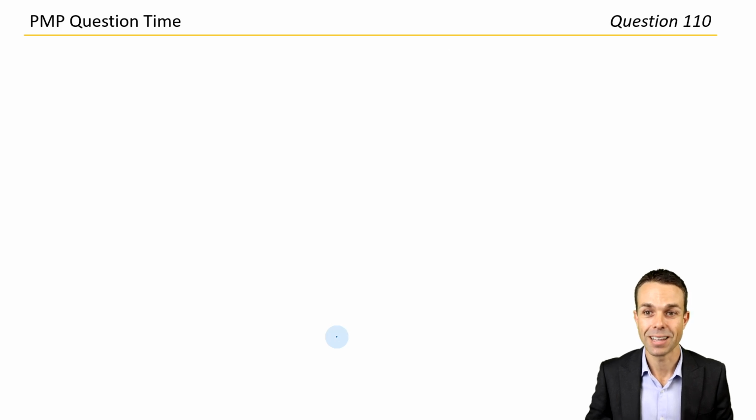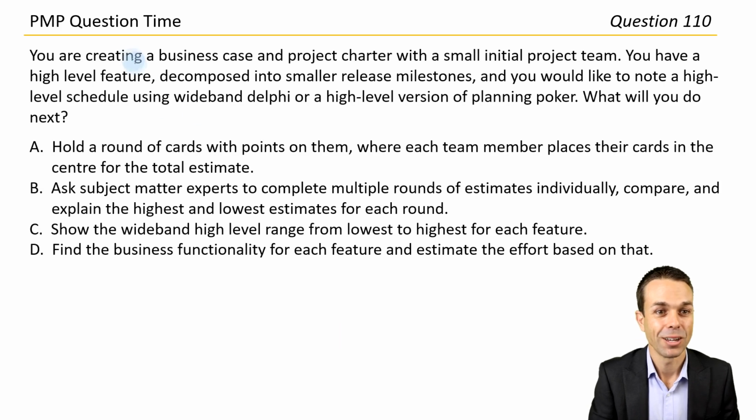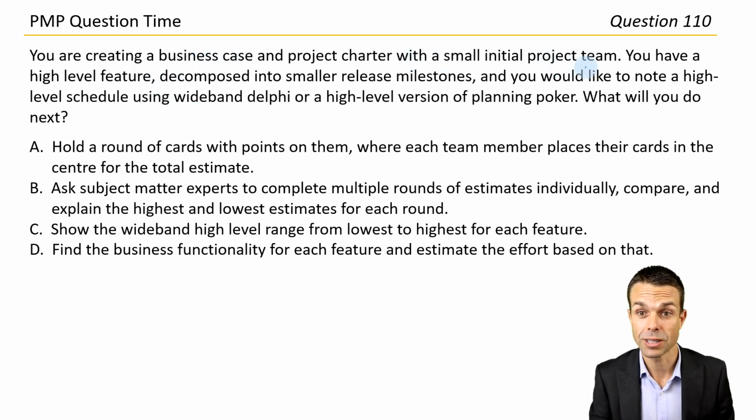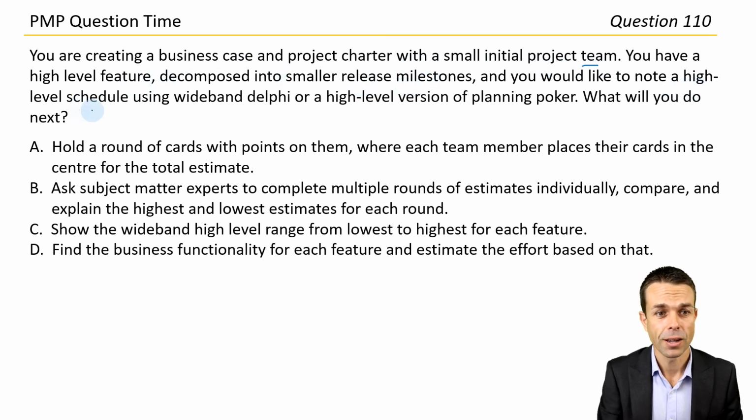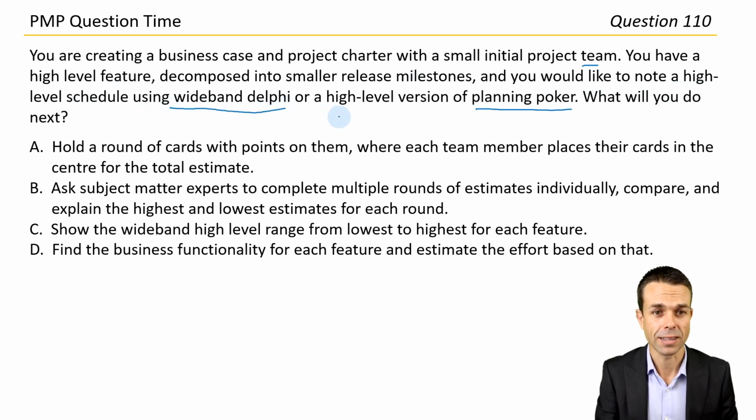And here we are, last question in this little section. You've done an amazing job. Let's do this. You're creating a business case and a project charter with a small initial project team. You have a high-level feature decomposed into smaller release milestones, and you'd like to note a high-level schedule using wideband Delphi or a high-level version of planning poker. Okay, what are we going to do next?